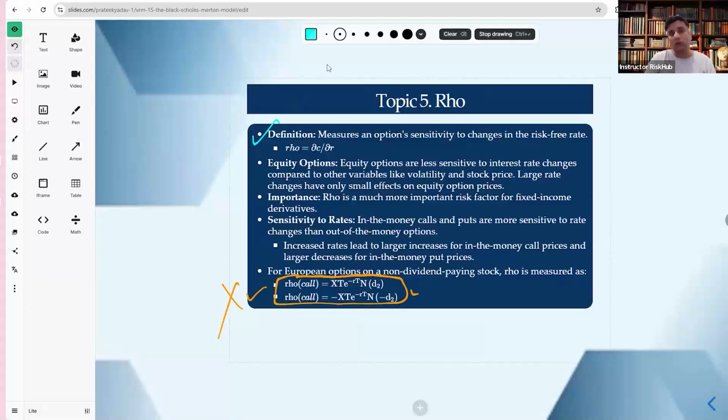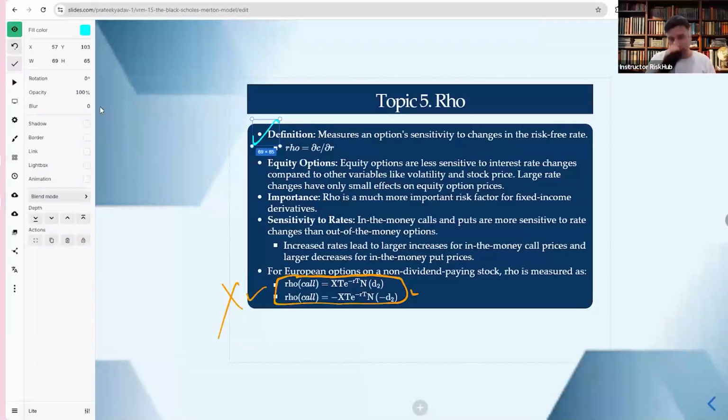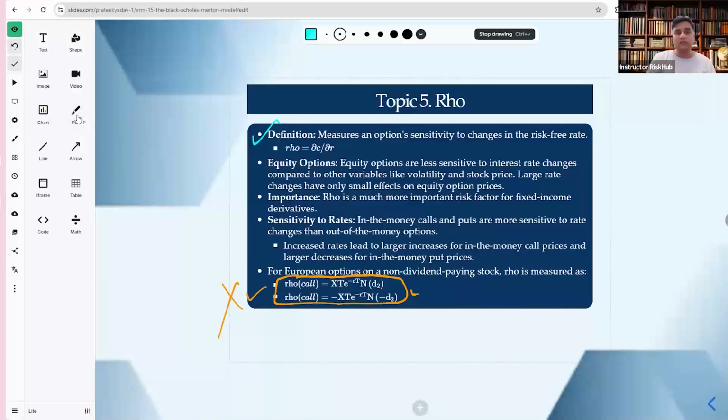See, FRM is all about whatever you know deeply, right? If you know something deeply, you will get marks. Shallow things will never get you marks, right? So if you want to learn it, learn it deeply. Otherwise, skip it, right? Don't learn it half-heartedly.